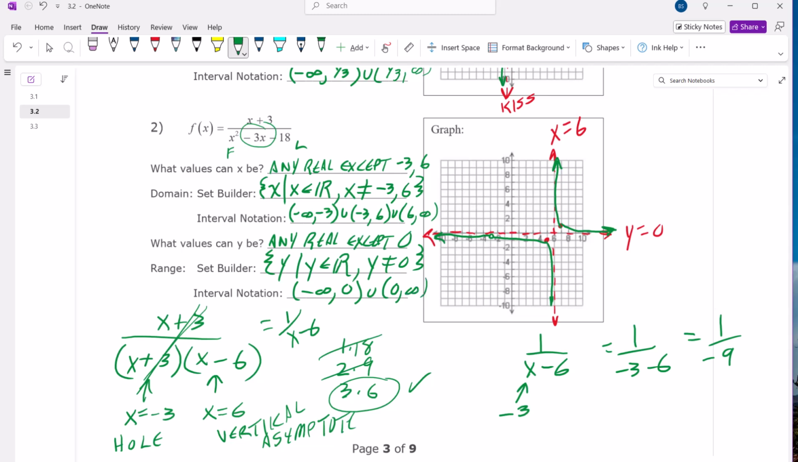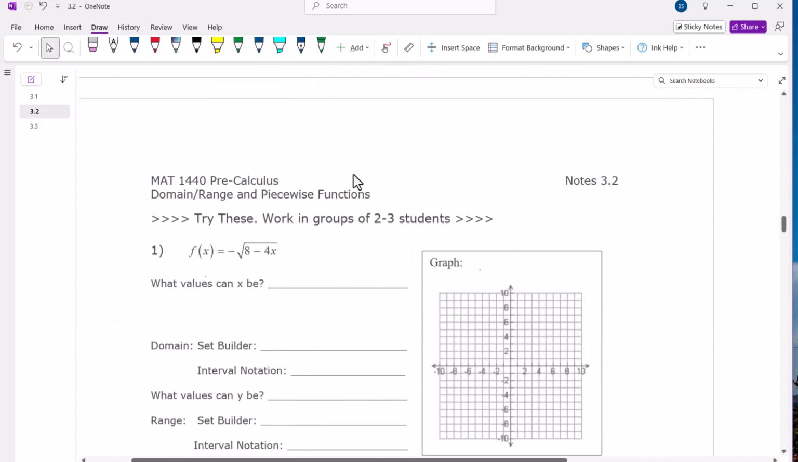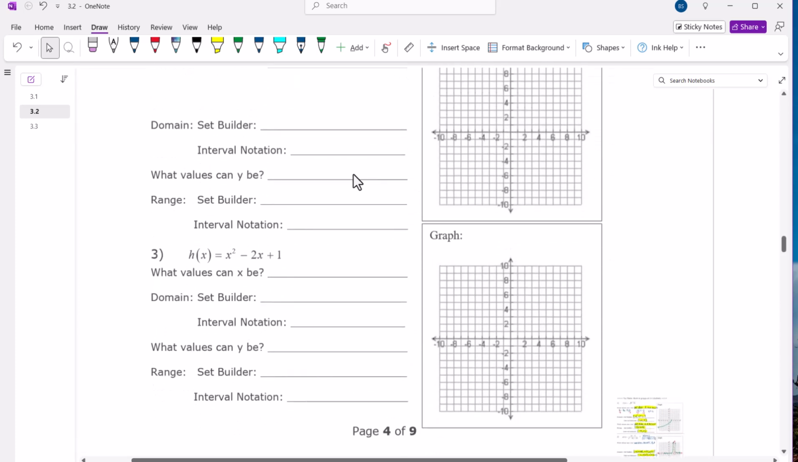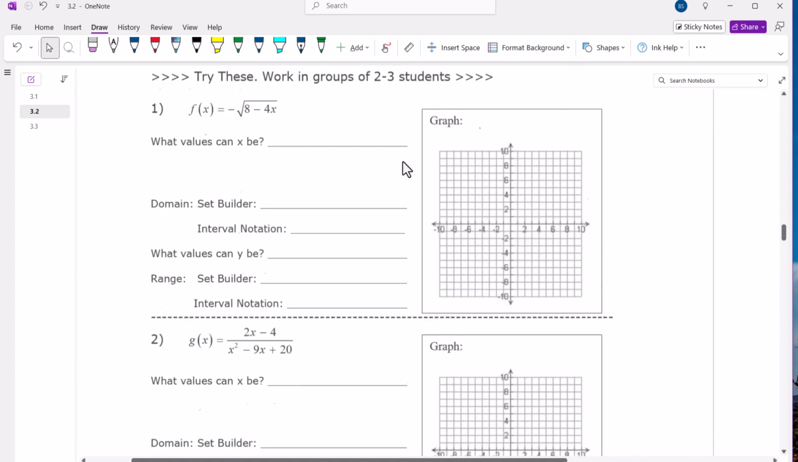Okay. So you want to be able to do the domain without relying on your calculator. In these problems, really all you're looking at is what makes the denominator 0, and use your calculator to kind of help you figure out the range. Okay. So we'll go to the next page, and I've got 3 problems that I want you all to try to do.